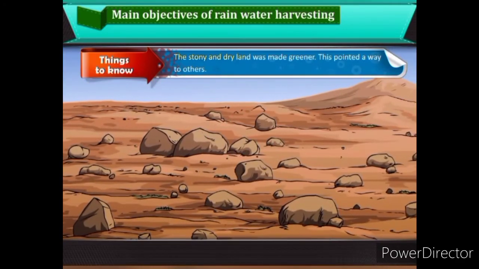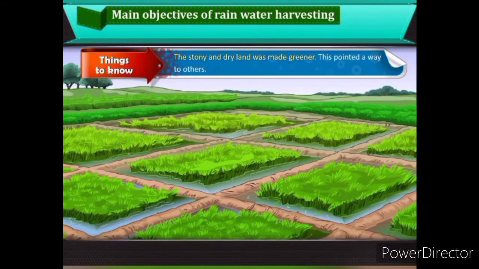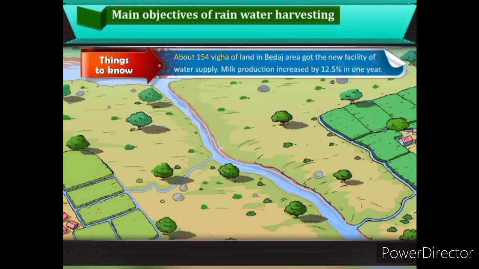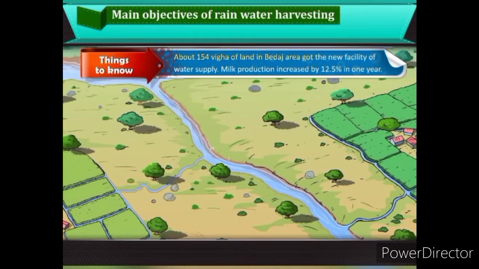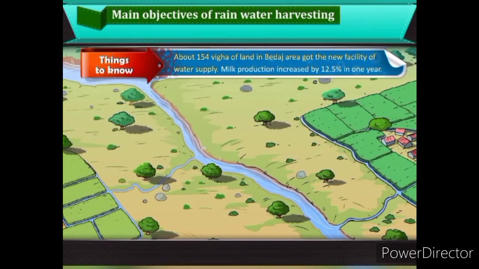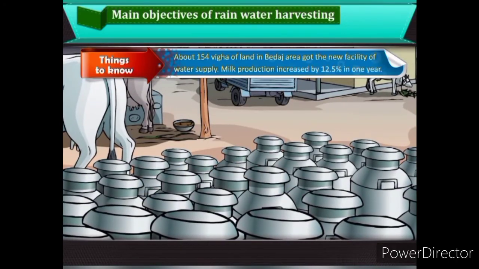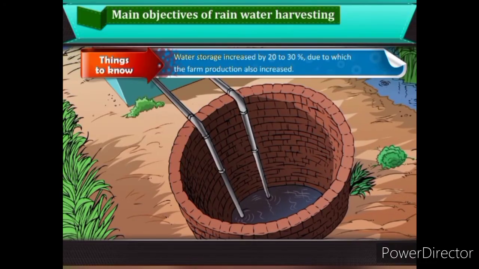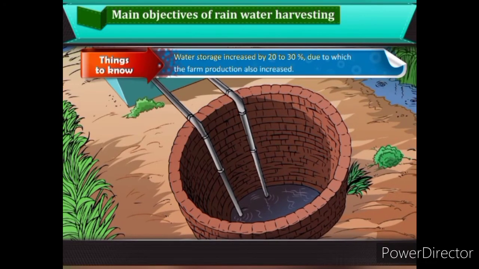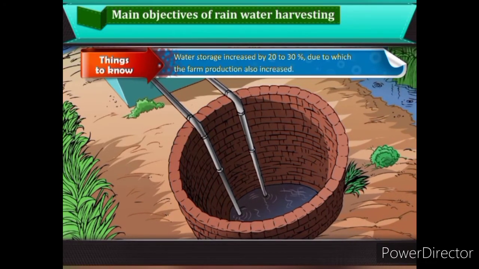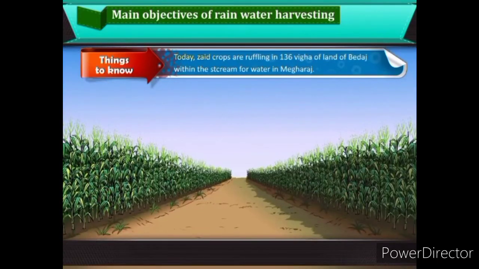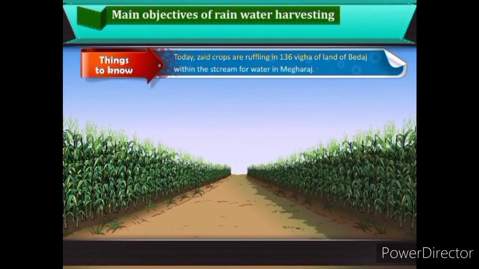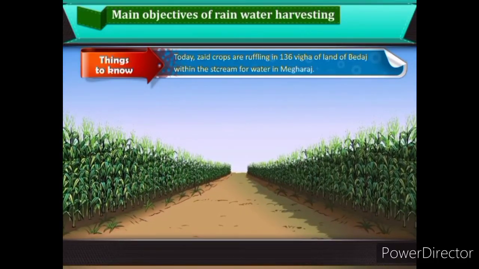The stony and dry land was made greener. This pointed a way to others. About 154 vigha of land in Bidaj area got the new facility of water supply. Milk production increased by 12.5% in 1 year. Water storage increased by 20 to 30%, due to which the farm production also increased. Today, Zaid crops are flourishing in 136 vigha of land of Bidaj within the stream for water in Meghraj.